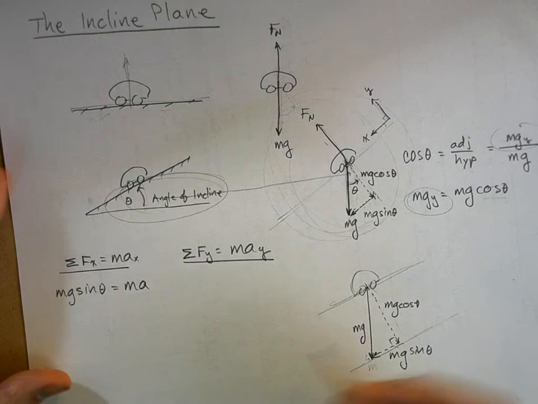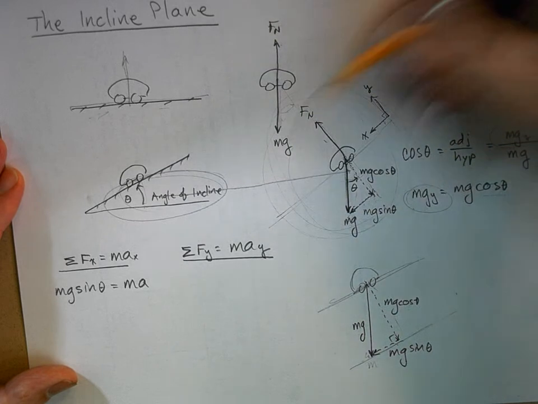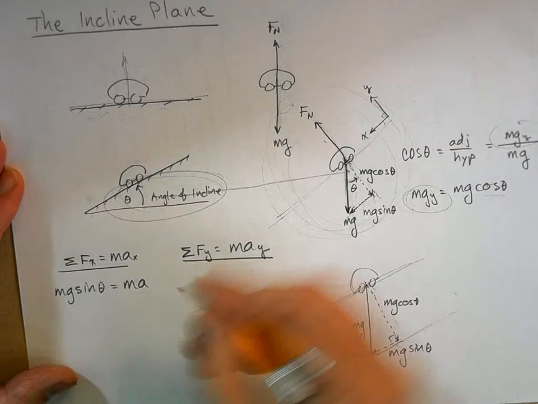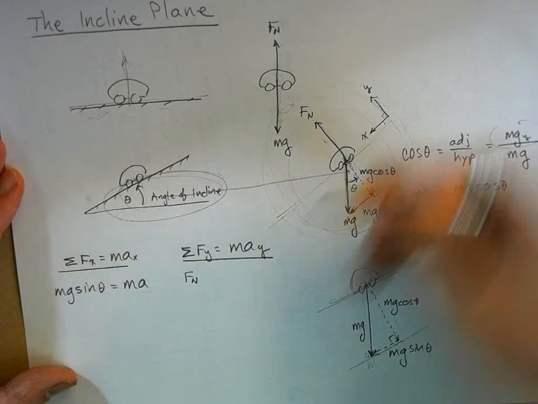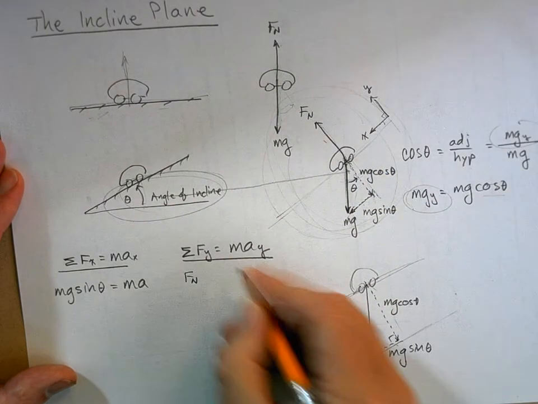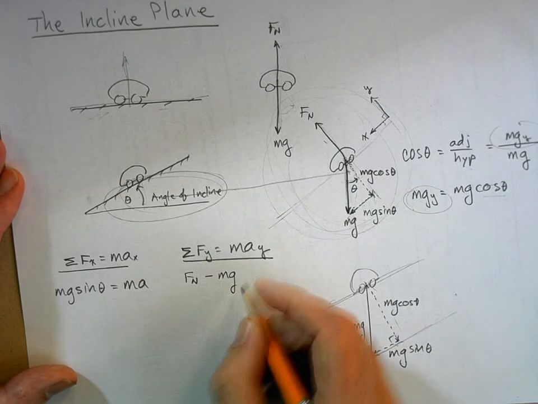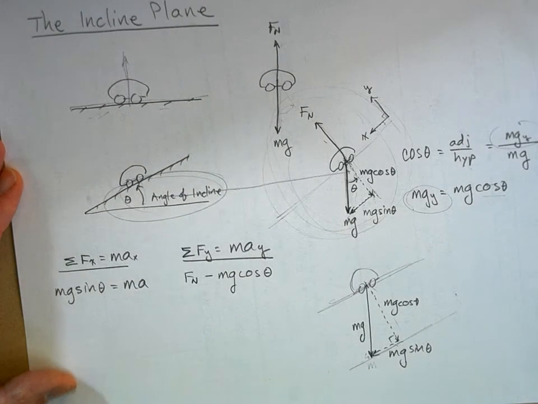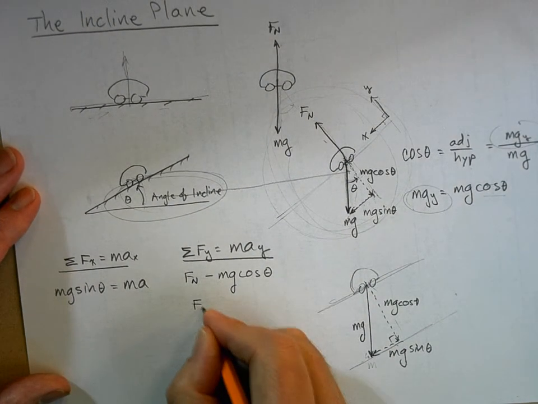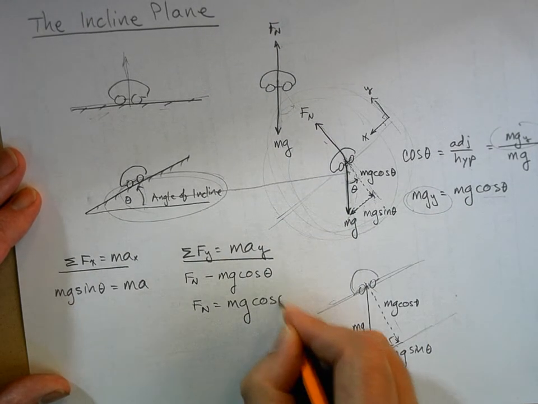Now let's look in the y direction. In the positive y direction, I look at my free body diagram, and I say in the y direction, there's the normal force, and then in the negative y direction, I've got this component of the weight. It's minus mg cosine theta. Now what does this tell me? Well, in this case, the normal force is going to be the weight times the cosine of the angle.